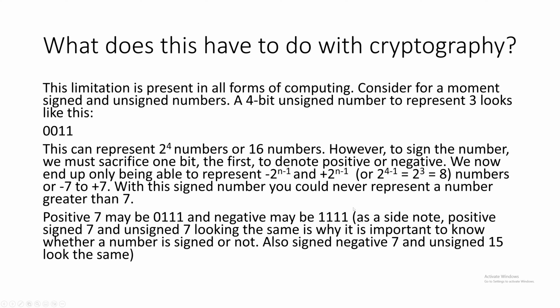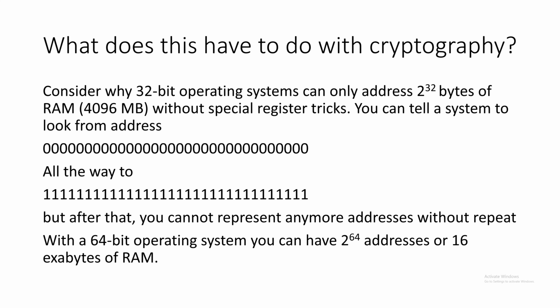And as a side note, positive signed 7 and unsigned 7 look the same, which is why it's important to know whether a number is signed or not, because you may treat them differently. A signed negative 7 and unsigned 15 look the same, so it's really important that when you're dealing with data types in a program, you know whether a value is signed or unsigned, because obviously negative 7 and 15 have very different values.